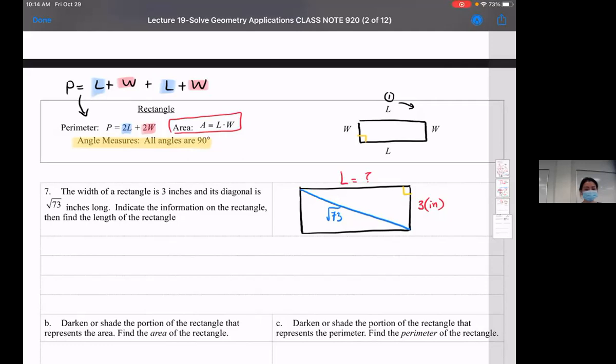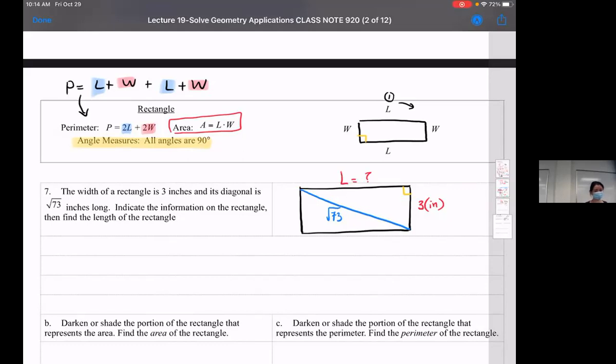Find the perimeter. I don't have L, and I don't have the total perimeter. Area of... no, the area is length times width, right? I don't have the length. That's what I'm looking for. I'm looking for the length, L. But thank you for all the input. Why do we do that? No. The area is length times width.